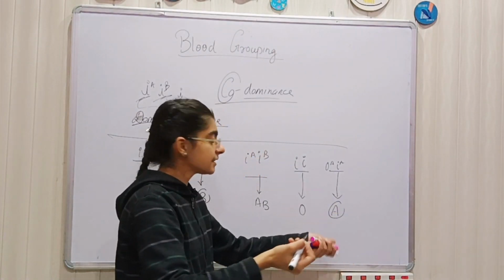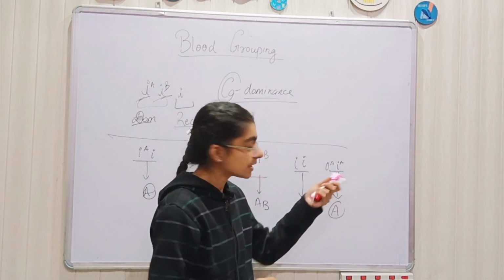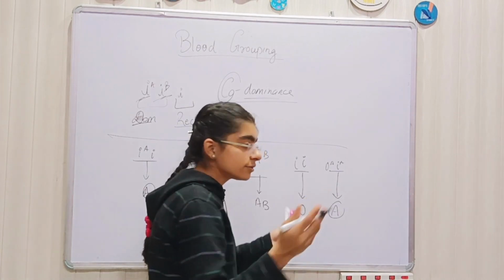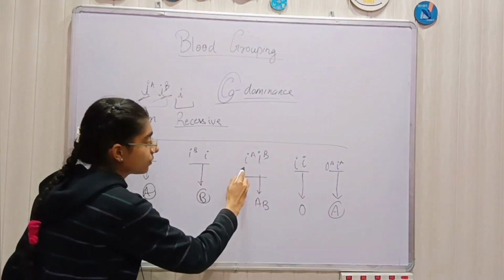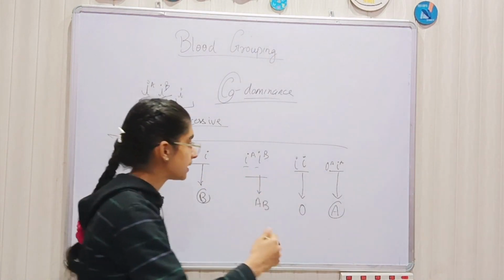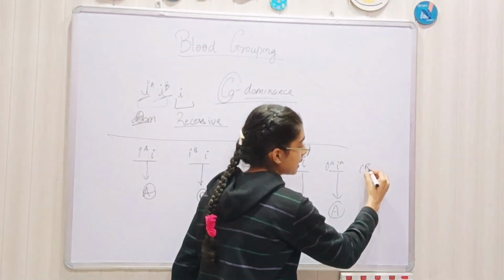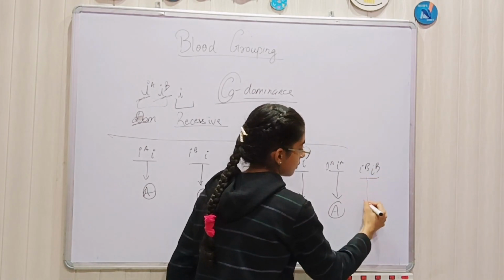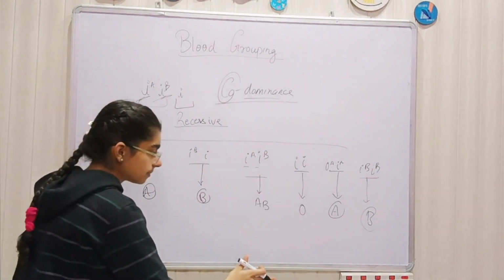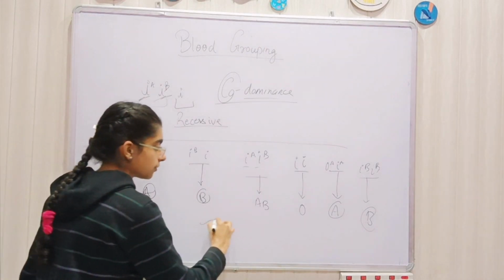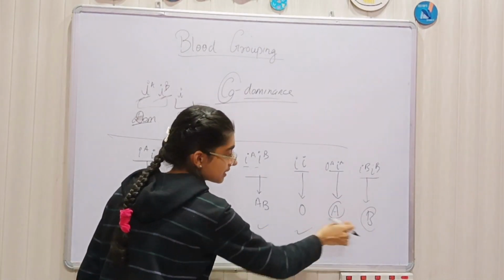We have A only here, because both are the same. There are no conflicting characteristics here. But in AB we have two different types of antigens, right? Similarly, IB IB is also B blood group. So how many blood groups are you able to see? 1, 2, 3 and 4. This is the repetitive one.